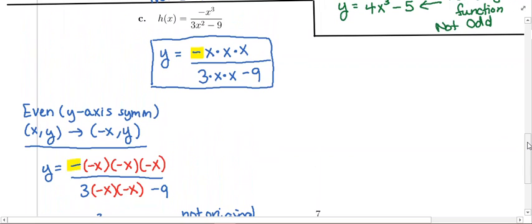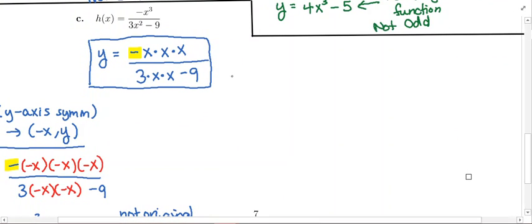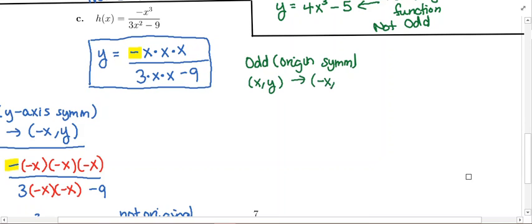Now we have to do a separate test to see if this function is odd. So let's go over here. I'm going to put a different color. For odd, we are testing for origin symmetry. The rule for that is if you start with a point x y, you need to make both replacements. You need to change x to negative x and y to negative y. So let's do it.